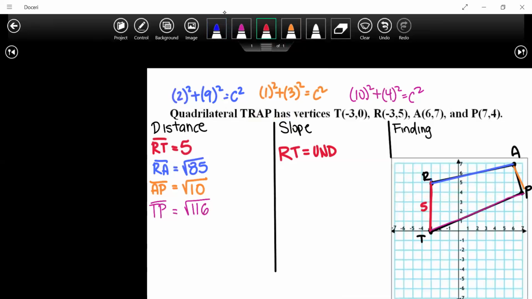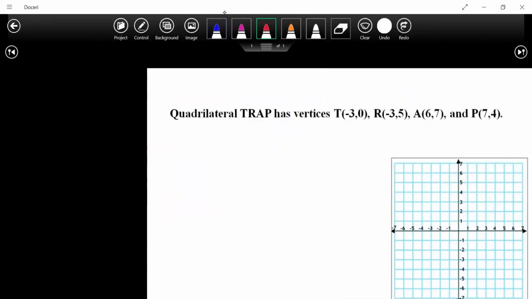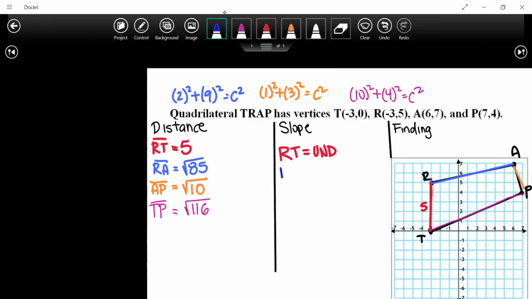RA is what? Yes, it is 2 over 9. So this is our slope. What about AP? And our final one, TP, 4 over 10.